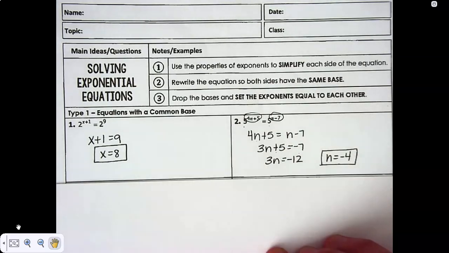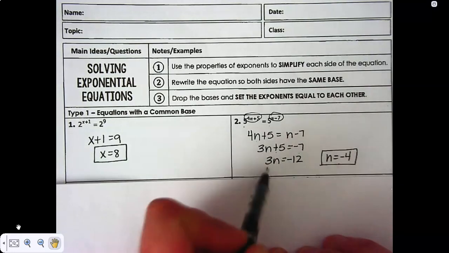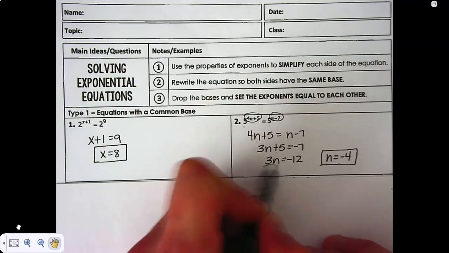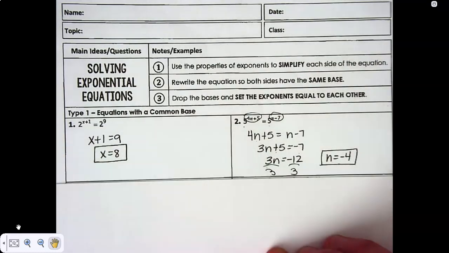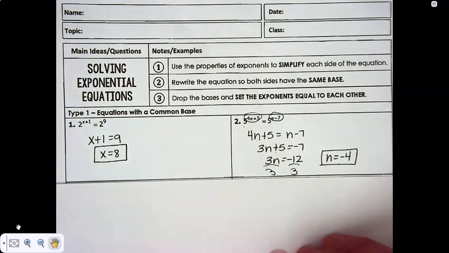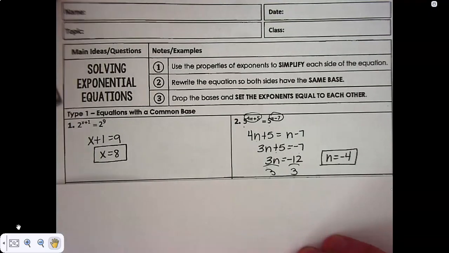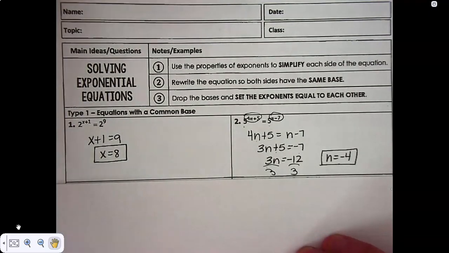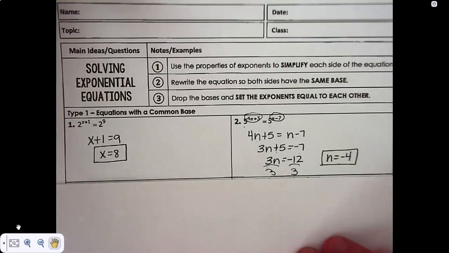Now I have 3n equals negative 12. I'll go ahead and solve for n by dividing both sides by 3. And when I divide both sides by 3, you get n equals negative 4. You're going to notice that in a lot of these notes, in order to save time, I'm not necessarily showing every single step, but I will be explaining, because at this point in Algebra 2, you should know how to solve your basic two-step equations without needing to see every little in-between step.